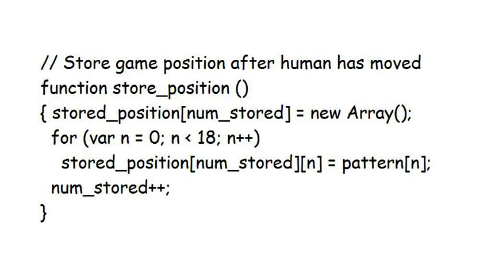What would be the point in storing it after the computer's move? That will be a board position that the computer would never need to respond to. After that, the values of pattern are copied into the first empty slot of array stored position, and the value of num stored is increased to point to the new first empty slot. Note that we can't store the computer's response to the human's move, as that hasn't been worked out yet.